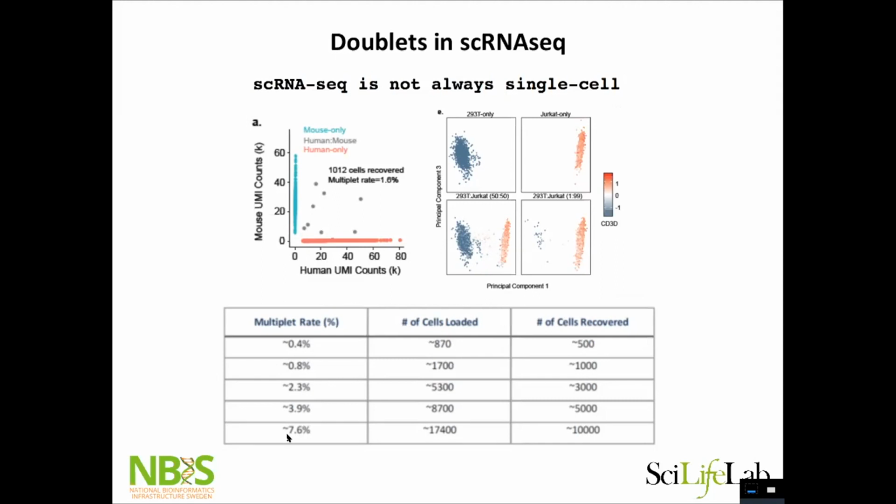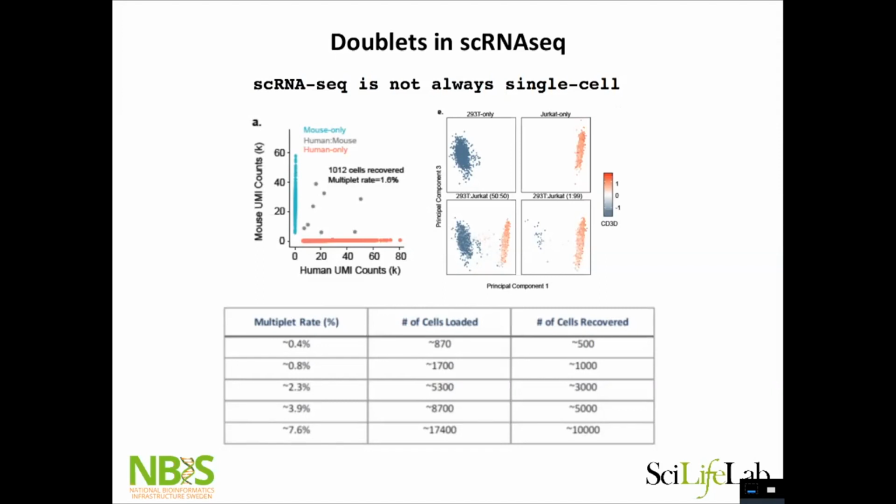And the estimates are that it's a linear increase with the number of cells you load and the number of doublets you get. So basically, if you load just 870 cells, less than 0.5% of your cells will be doublets. But if you're aiming really high, you will get around 8% doublets, and then it starts to become tricky how to analyze the data. So it's really something you need to think about: what you want to do with your data and how many doublets you can afford in the analysis step.